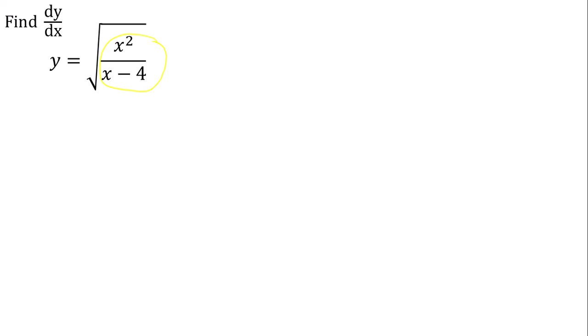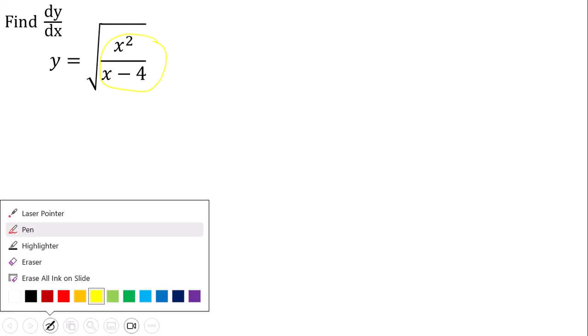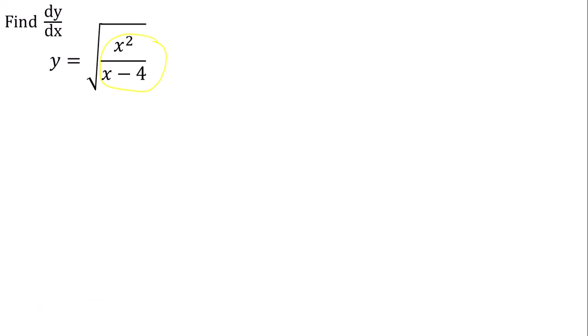Okay, let's find first the derivative of x squared all over x minus 4. Now, let's call it u. u equals x squared all over x minus 4. Meaning du/dx will have to be applied with the quotient rule.